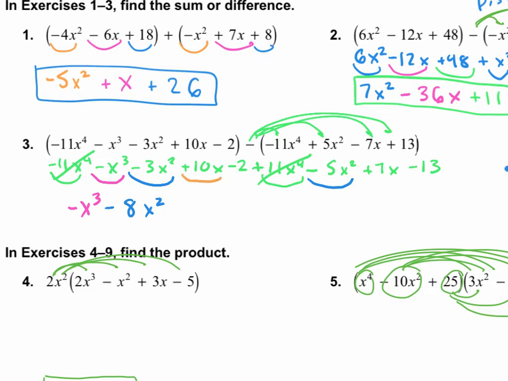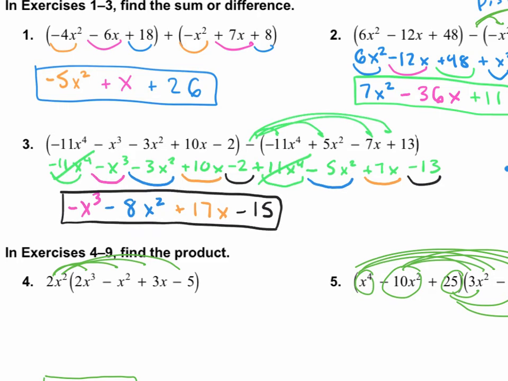Then we have 10x plus 7x. This would be plus 17x. And then lastly we have minus 2 and minus 13. So this would be negative 15. So just combining like terms. Any questions on adding and subtracting?